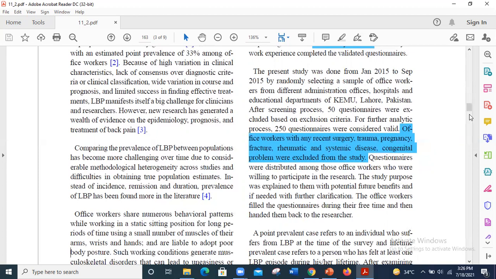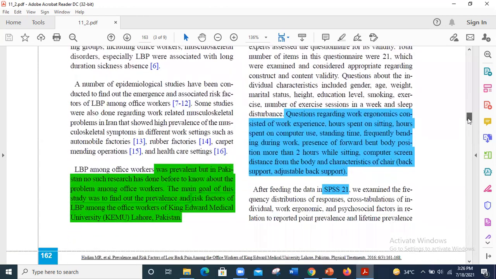Say for example, you can see this section with the blue heading. Here we can see a number of questions regarding work experience, number of hours spent sitting, number of hours spent on computer use, standing time, frequently bending during work. If I'm going to develop a questionnaire, I am supposed to pick up all these questions and put them into my questionnaire. And here you can make your own self-made questionnaire.